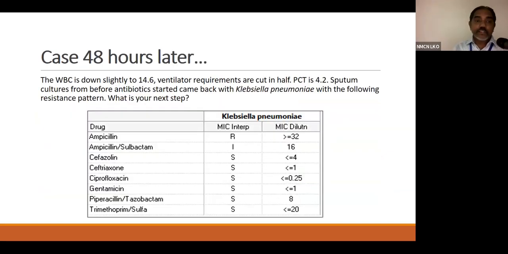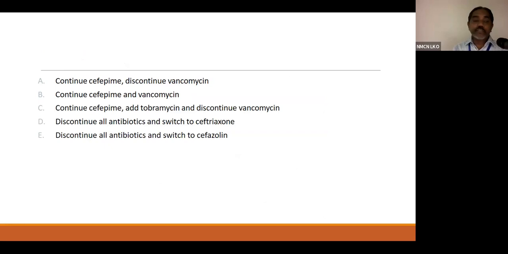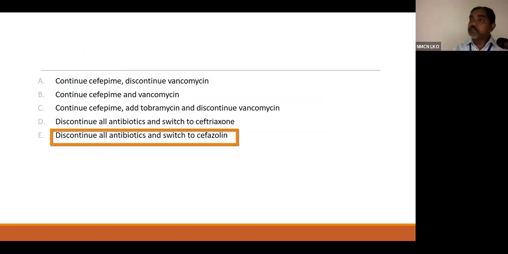So in this patient, the index case, WBC slightly came down to 14.6. Ventilator requirements were also reduced. Procalcitonin was 4.2. Sputum culture from before starting antibiotics returned with this result. So what will we do next? We will discontinue all antibiotics and switch to a simple third generation cephalosporin and continue the treatment for the recommended duration.